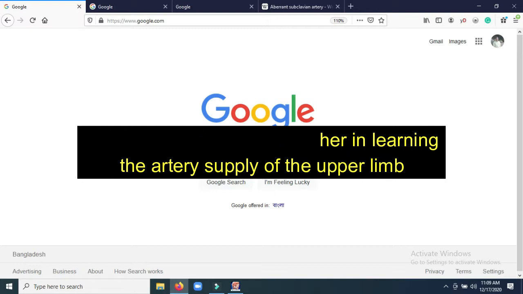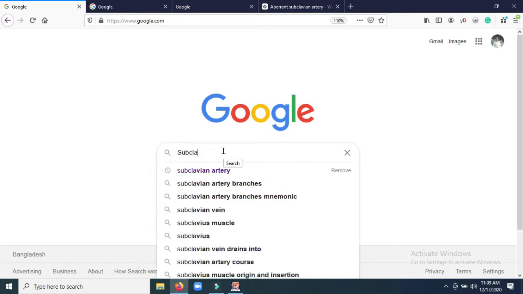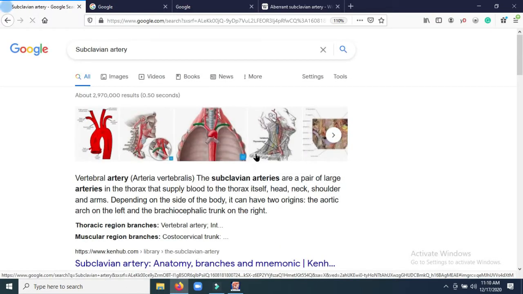I want to give you just one clue that upper limb is supplied by the subclavian arteries. So I shall go to google.com and search with subclavian artery. Okay, let's see the generated answer. We shall read from here.